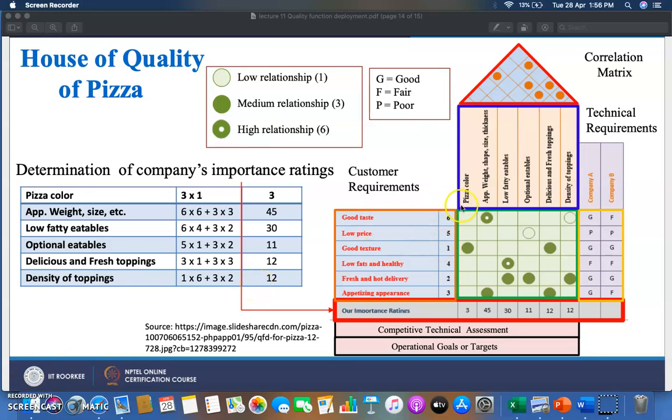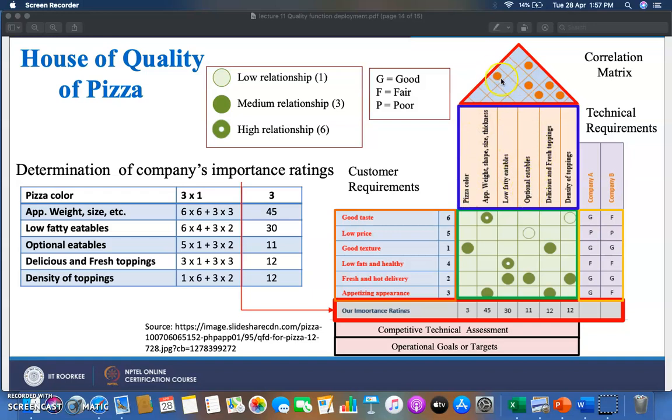Technical requirements can be pizza color, base shape, size and thickness, low fatty eatables, optional eatables, delicious and fresh toppings, density of topping. These are the things which can be your technical requirements. There may be some others as well. I have taken these things. Now this pizza color is somewhat related with the optional eatables.